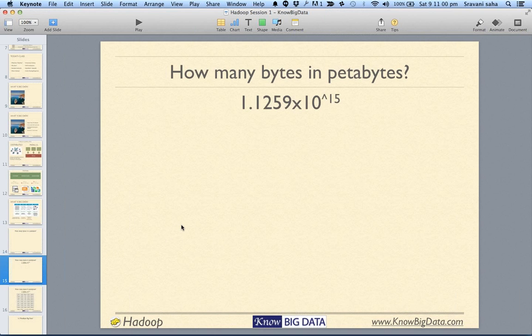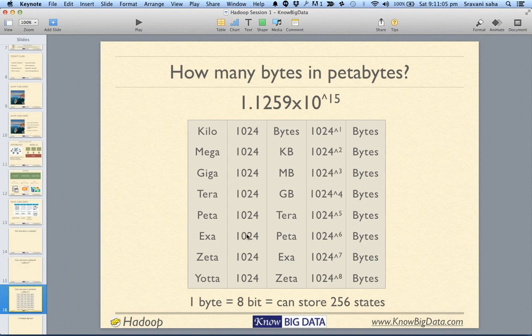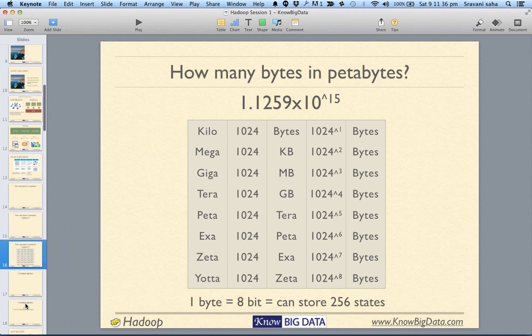So we have got close to 10 to the power 15 bytes. And the better way is to remember it this way. Although these numbers are just two syllable words, you will realize that they are really difficult to work with. A byte is 8 bits, and 8 bits can store 256 states. So 10 to the 15 is a huge amount of data.